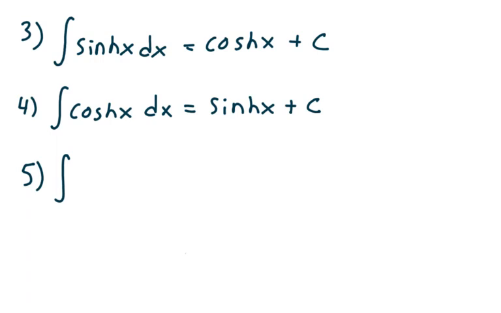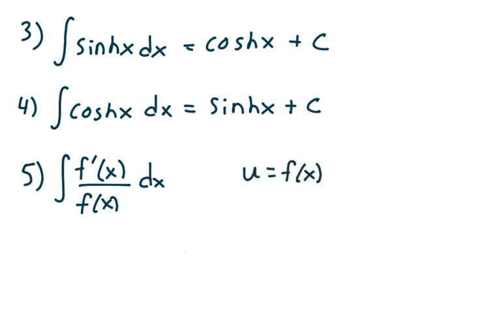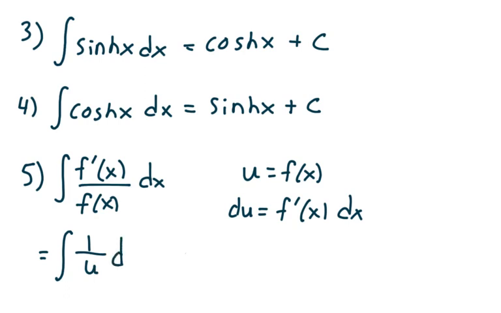Suppose I want the integral of f prime of x divided by f of x dx. So what I'm going to do is I'm going to let u equal f of x. du is f prime of x dx. And so this turns into the integral of 1 over u du. Okay?